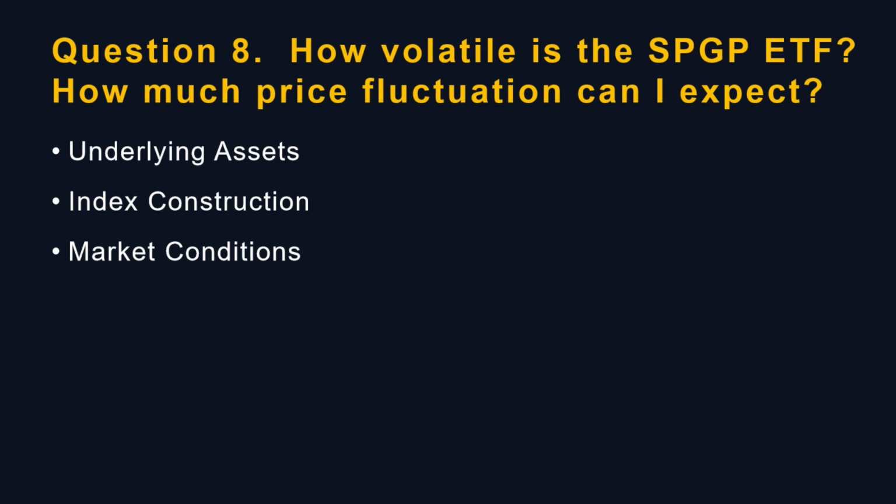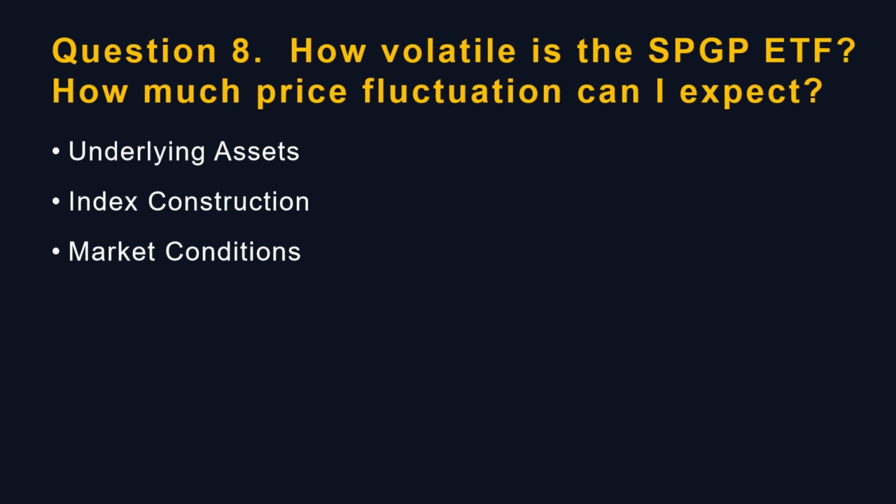Underlying assets. Large cap companies. SPGP invests in large cap U.S. companies. These companies tend to be more established and financially stable than smaller companies, which can contribute to lower volatility compared to small cap stocks.